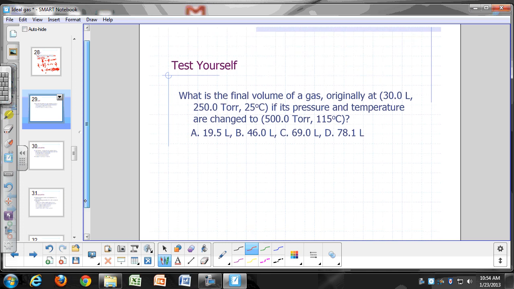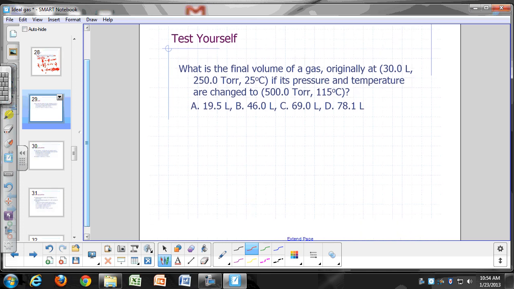How about this one? That's the final volume of a gas, initially at 30 liters, 250 torr, 25 degrees. If the pressure and temperature are changed to 500 torr, so you increase the pressure, that would cause the volume to shrink, all other factors being the same, right? But you raise it from 25 degrees to 115, so other factors being the same, it's going to cause the volume to expand. So you're changing two things here. The only constant here is the number of moles. So which law would you use here?